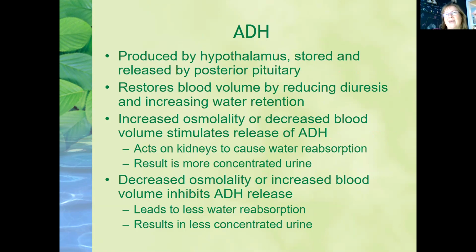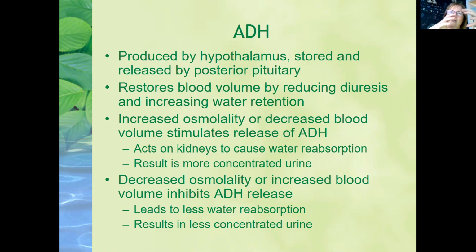And so what happens is when we have an increase in osmolality, so an increase in concentration of solutes, so electrolytes, albumin, other things, so the osmolality, the amount of solute to solvent, or decreased blood volume, so our body is able to determine that there's a decrease in blood volume. Let's say we've had a hemorrhage or we're profoundly dehydrated.